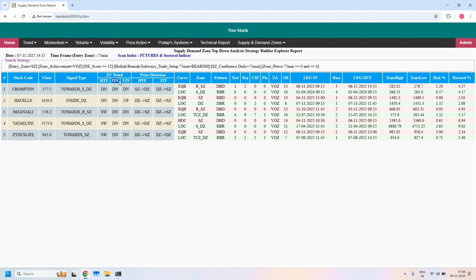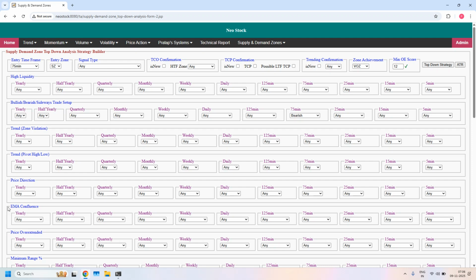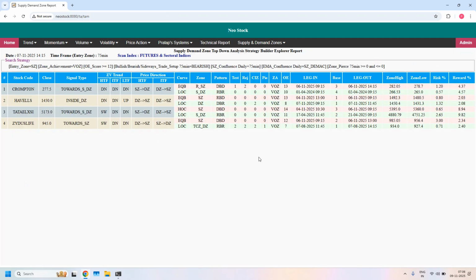In all the 5 stocks, ITF trend, that is daily trend, is downtrend, and the 75 minutes supply zone overlapped with the daily supply zone. So I am again filtering based on daily supply zone having daily EMA confluence. So we got 4 stocks. These 4 75 minute supply zones might have a higher probability of success, provided lesson 20 checklist items are satisfied, otherwise higher chances of zone violation.